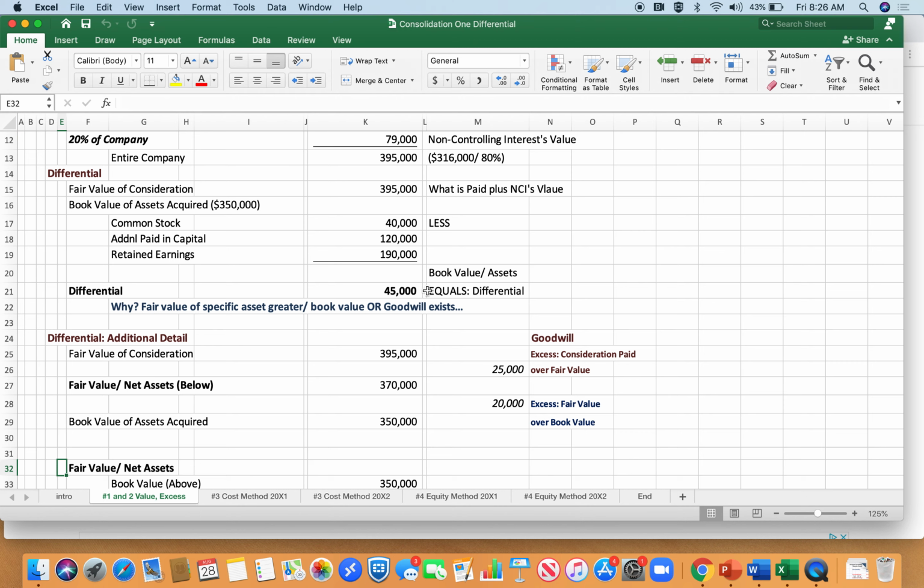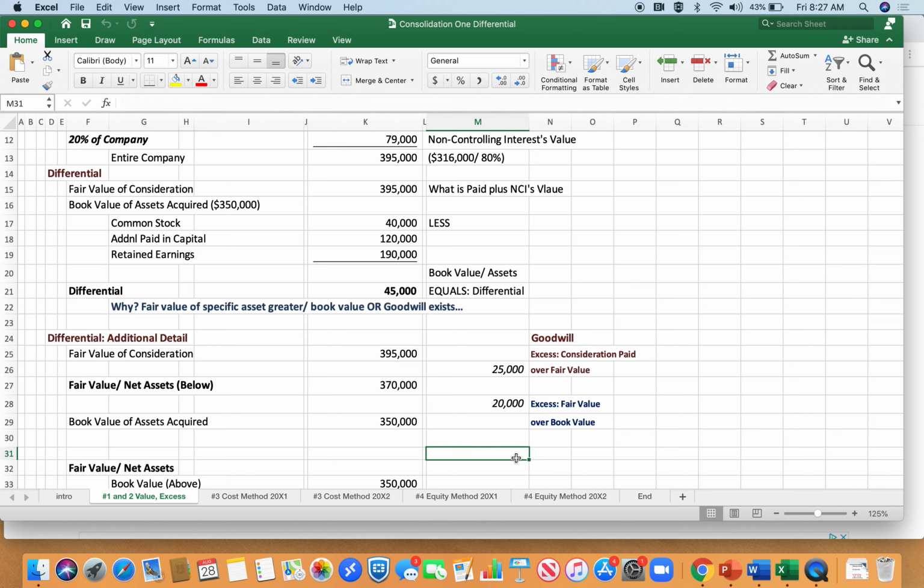And what does the differential mean? Well, it really can be applied to two different areas. It's also important to know that in consolidation accounting, there is not an account called the differential. That does not exist. Instead, this $45,000 gets assigned to one of two places. We adjust the fair value of the assets purchased, actually assets and liabilities. So some of the value will be assigned to specific assets, and anything that we pay above the fair market value of all the assets, we assign to goodwill.